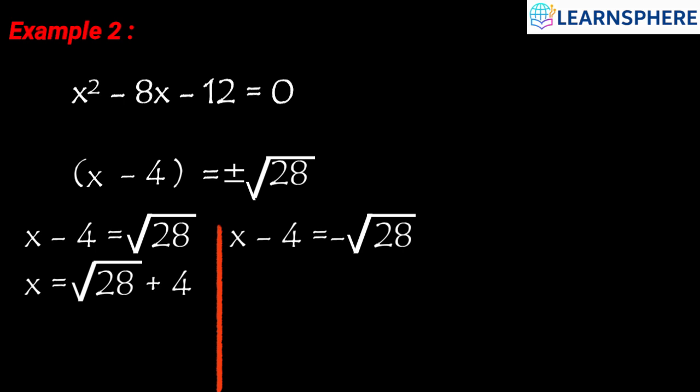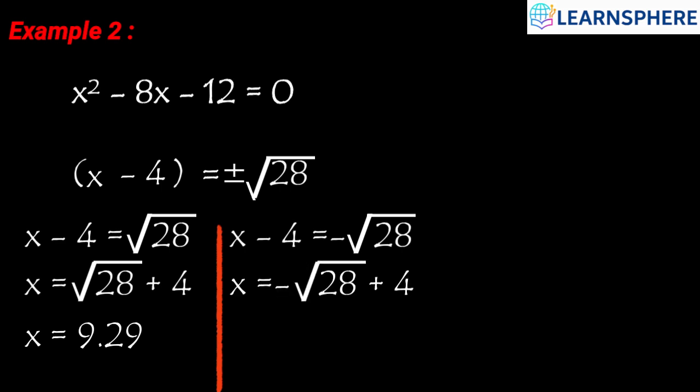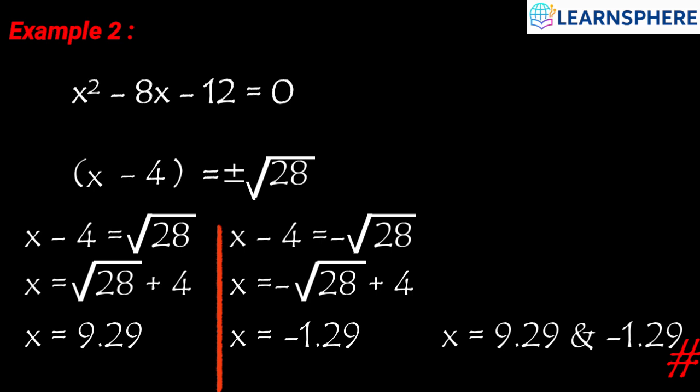And for the first answer for x, we can put the values in the calculator, where we'll get 9.29 in three significant figures. And for the second answer for x, we have x equals negative square root 28 plus 4, which, when we put into our calculator, will give us, in three significant figures, negative 1.29. Therefore, the two answers for x values are 9.29 and negative 1.29.